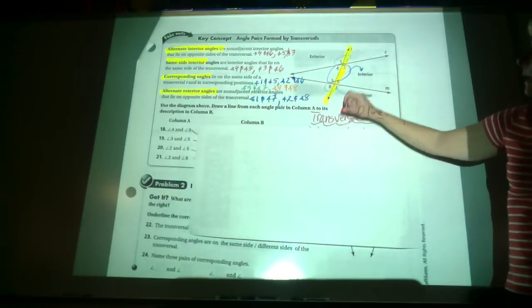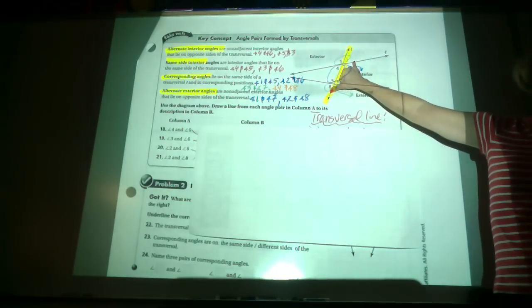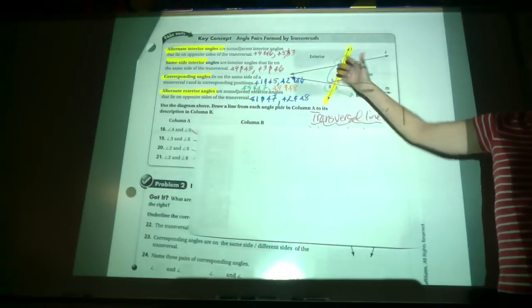And then 2 and 8, both inside, both outside, or one of each. Both outside. Right now, you only have alternate exterior angles as a choice. Could you have same side exterior? Sure, they just didn't mention it. So that's really what you're doing on today's homework.